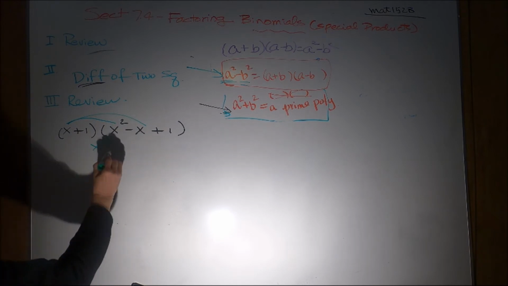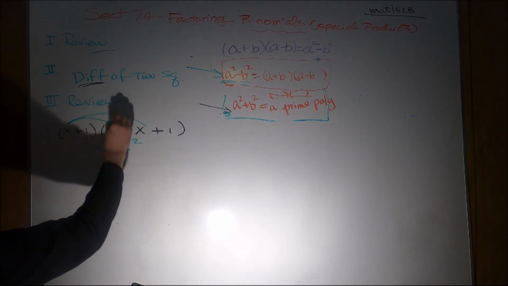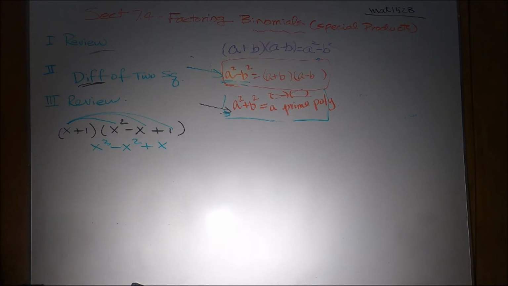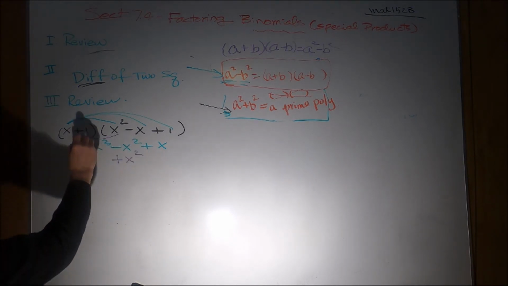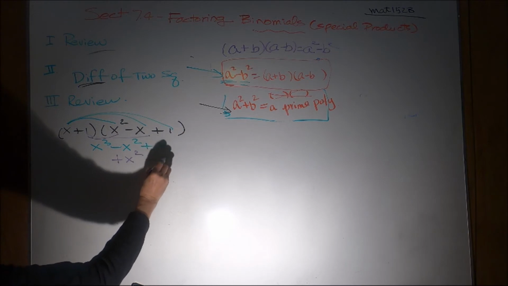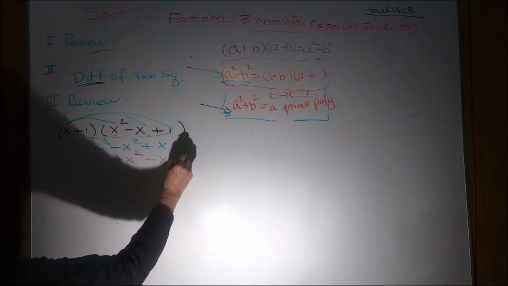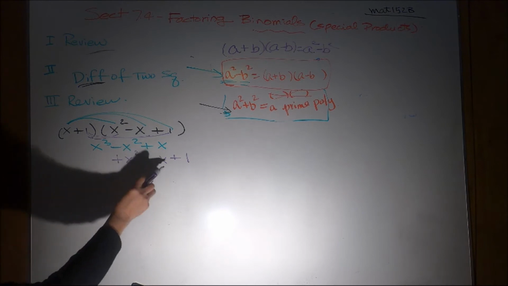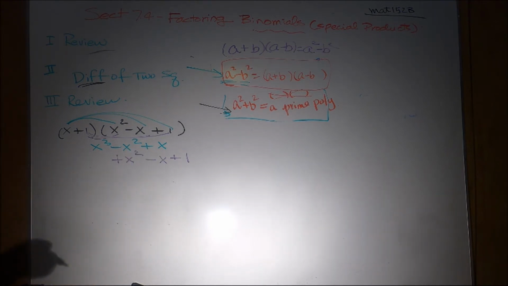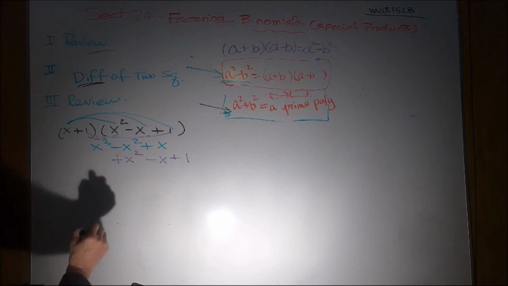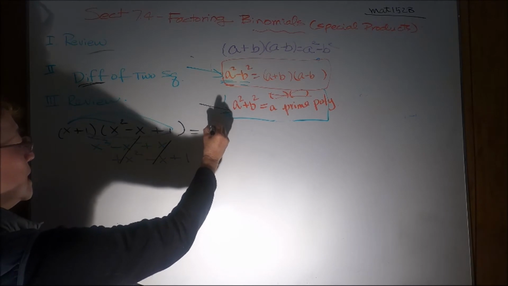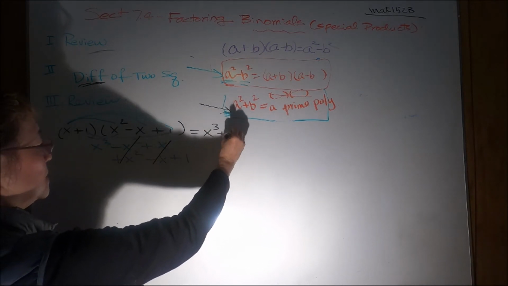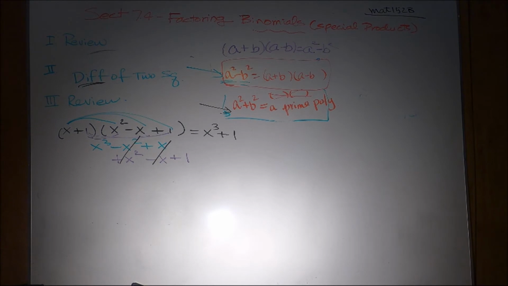So x times negative x, minus x squared, x times 1 plus x. The bottom rainbow, 1 times x squared plus, right? 1 times x minus x, that's negative, then plus 1. 6 terms. However, take a look. What happened to the middle terms? They cancel out. So we will end up with what? X cubed plus 1. Right?